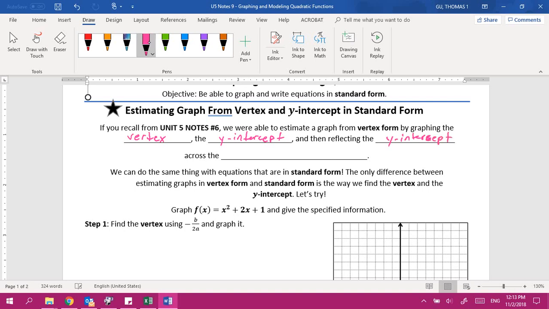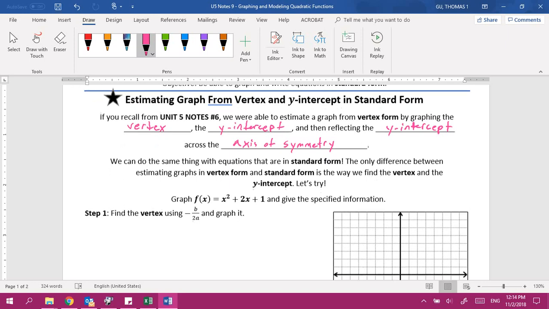The y-intercept across the what? Axis of symmetry, that's right. So that very same concept applies in standard form as well. If you graph the vertex and you graph the y-intercept, and reflect the y-intercept across the axis of symmetry, you can estimate the graph. The only difference here is how you find the vertex and how you find the y-intercept.